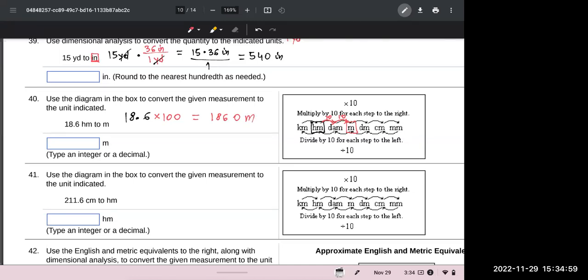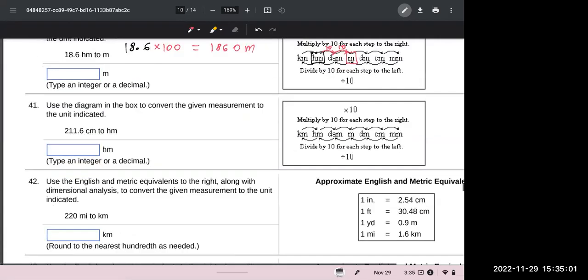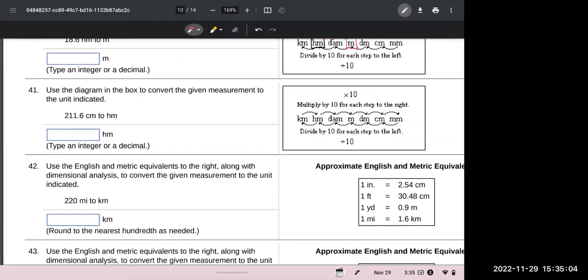Okay, 41. We're going to convert in the metric system. We have to convert 211.6 centimeters from centimeters to hectometers. So you're going from smaller units to larger units, so I have to move to the left. And each time I move to the left, you need to divide by 10.